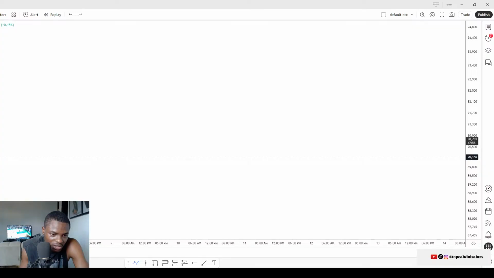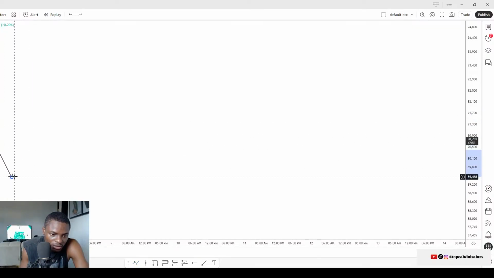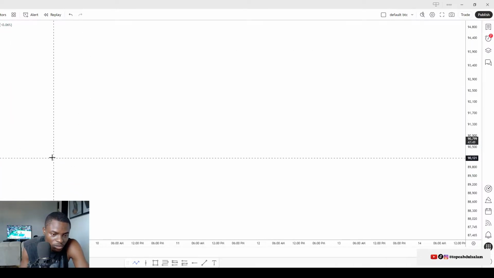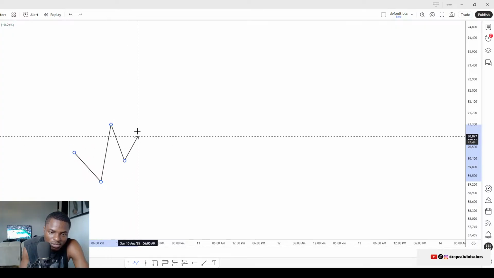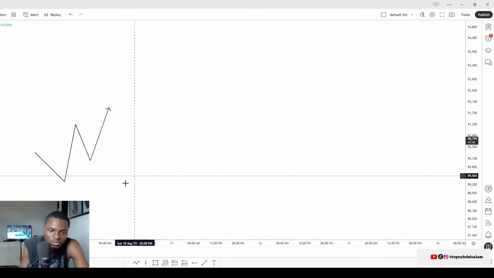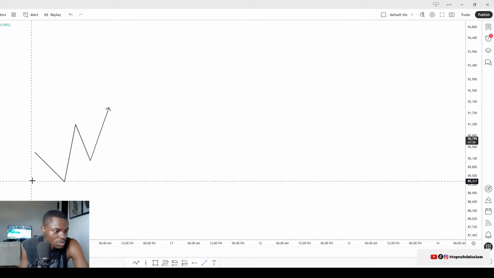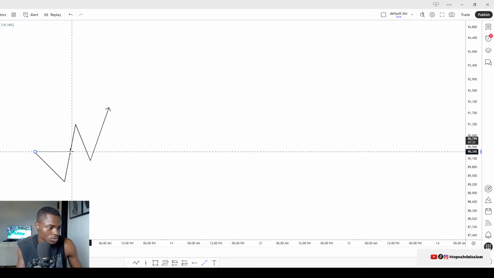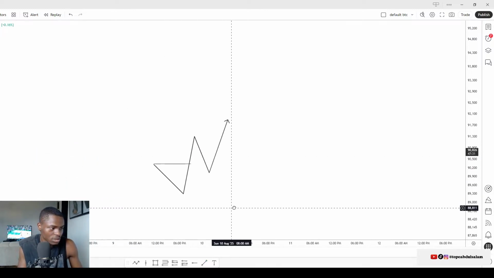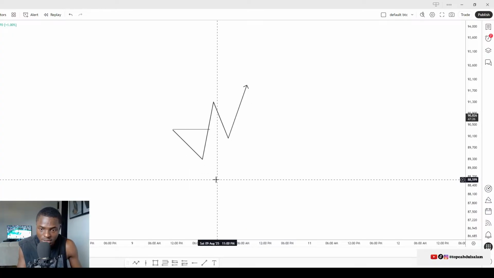So in an uptrend, this is what an uptrend looks like. We have this. So this is an uptrend move, right? So where is our break of structure? This is our break of structure. You see, this is our break of structure.